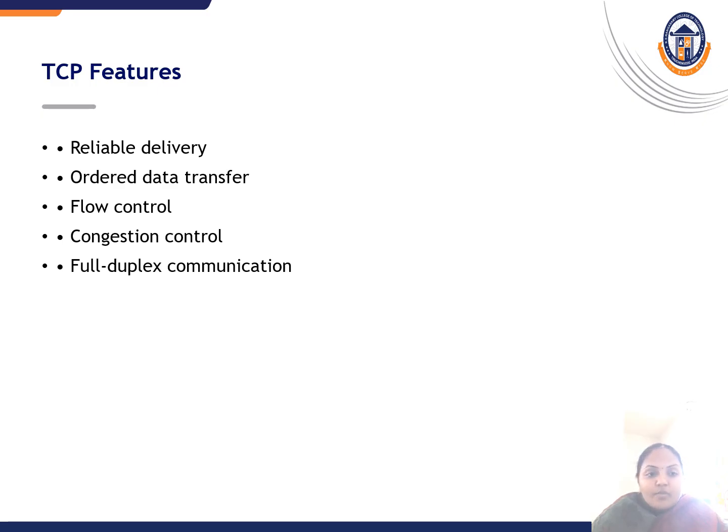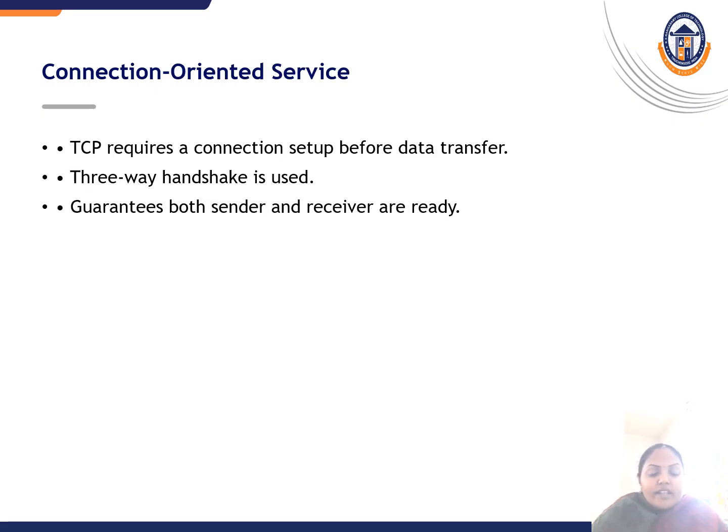TCP connection establishment. TCP features are reliable delivery, ordered data transfer, flow control, congestion control, and full duplex communication. Next one, connection oriented services. TCP is a connection oriented service. It is used by major internet applications like HTTP, FTP, email, etc. It guarantees both sender and receiver are ready. It uses the three-way handshake protocol.